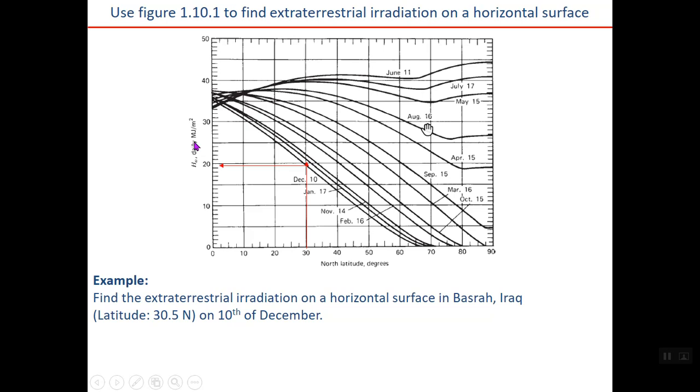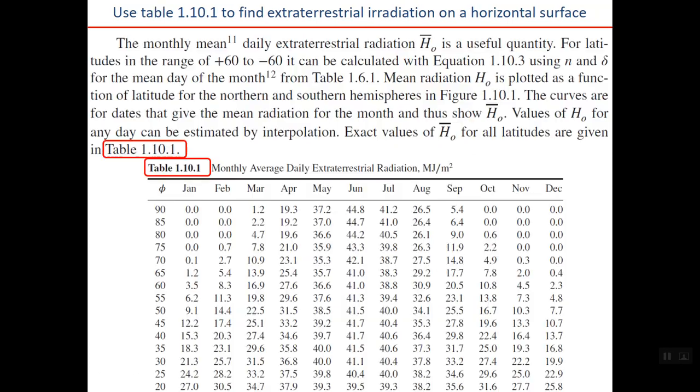So the meaning is that in Basra, in Iraq, for the month of December, approximately, or more exactly on 10th of December, the daily energy received on a horizontal surface, please note, neglecting the effect of atmosphere, because this is the extraterrestrial radiation, is 20 megajoule per square meter.